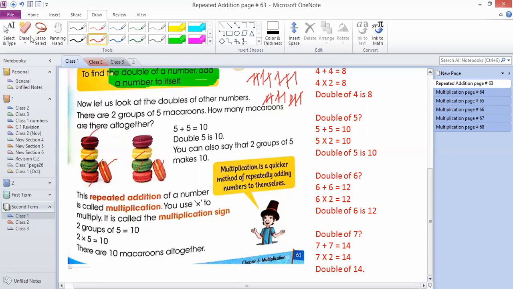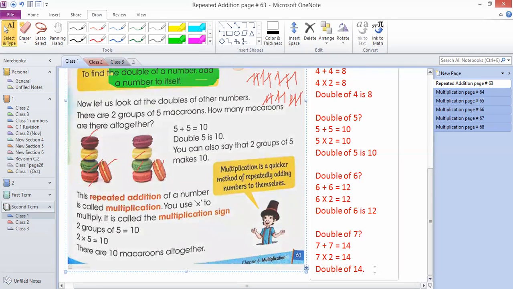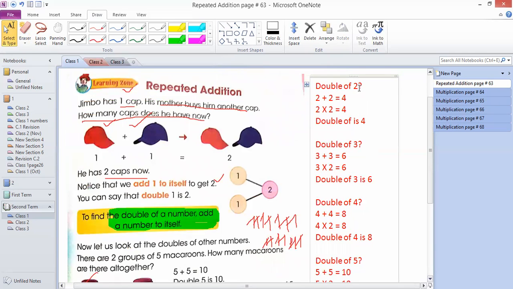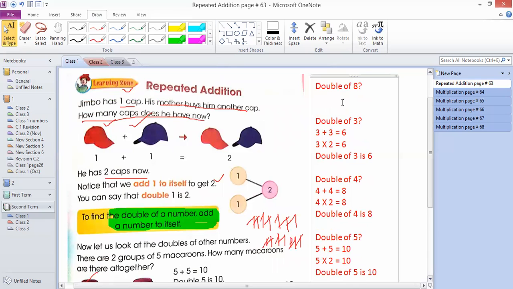Okay, so after double of 7, I will go for double of 8. So double of 8, I will come here. Yes, guys, now you have to tell me what is double of 8. Can you tell me what is double of 8? Hamza Muhammad, very good. Asr Muhammad, very good. Ibrahim Muhyiddin, very good. Anas Ayman Shahata, Ahmad Mazin, Abdullah Al Salhi, Adam Al Sayyid, very good.